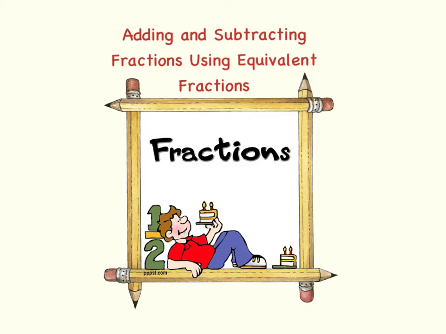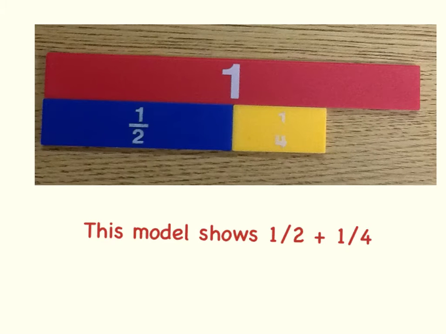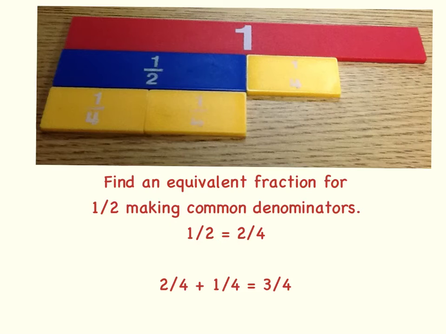This video will show you how to add and subtract fractions using equivalent fractions. This model shows 1/2 plus 1/4. All of the denominators have to be the same, so you will need to find an equivalent fraction for 1/2, making common denominators. 1/2 is equivalent to 2/4. Therefore, 2/4 plus 1/4 equals 3/4.